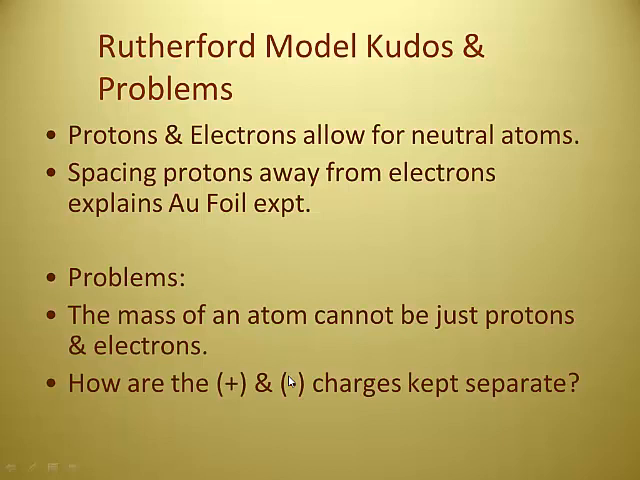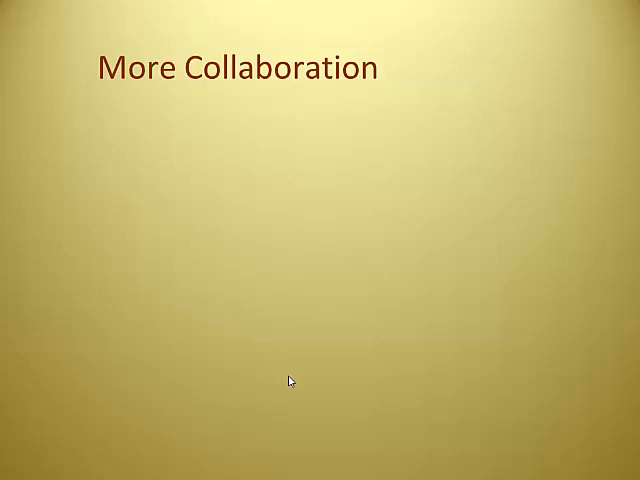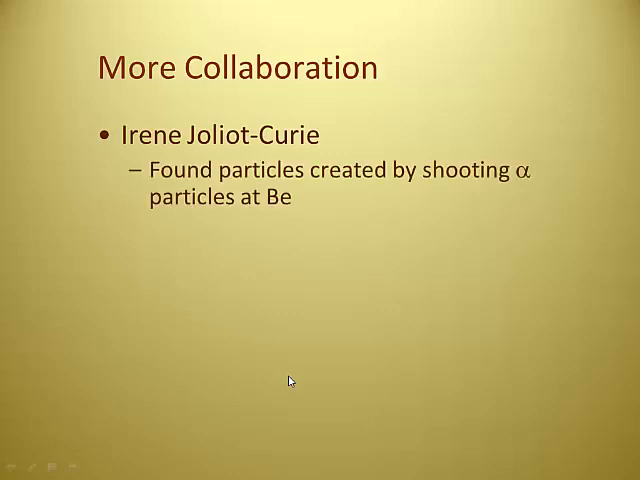So what it took to figure out the answers to those two questions was a little bit more collaboration. It turns out that a female scientist, for once here, Irene Joliot-Curie. Go Irene. I don't think she's British either. No. She actually found that she could create a certain kind of particle by shooting alpha particles at beryllium.